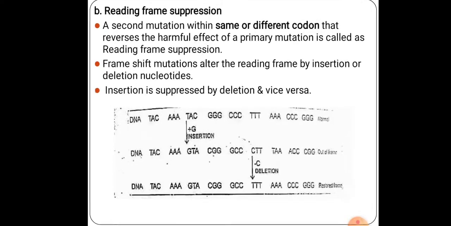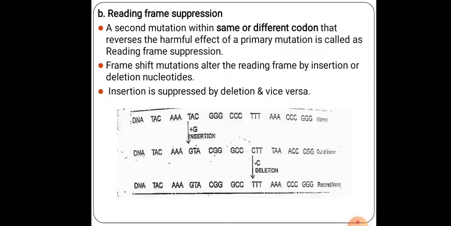As you can see here, they have given a nucleotide sequence. This first one is a nucleotide sequence with various amino acids present in it. At the third codon site, the T is replaced with G. That means insertion of G occurs, and then it forms GTA. By this insertion of one nucleotide, it will change the whole frame of the nucleotide sequence.